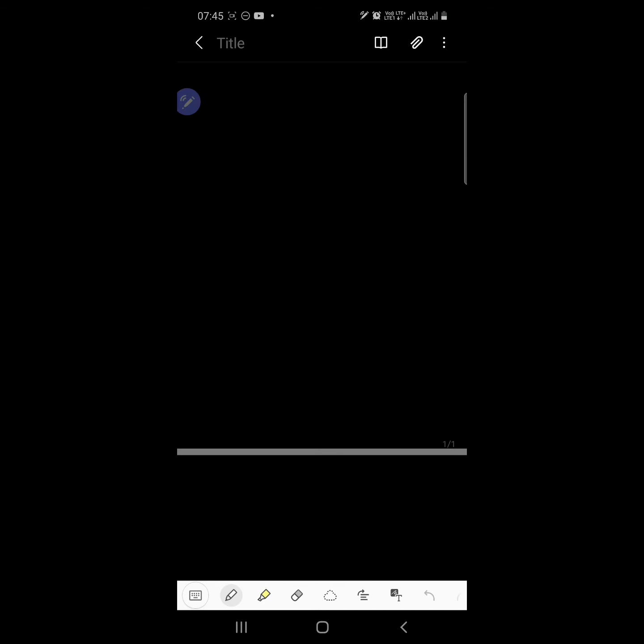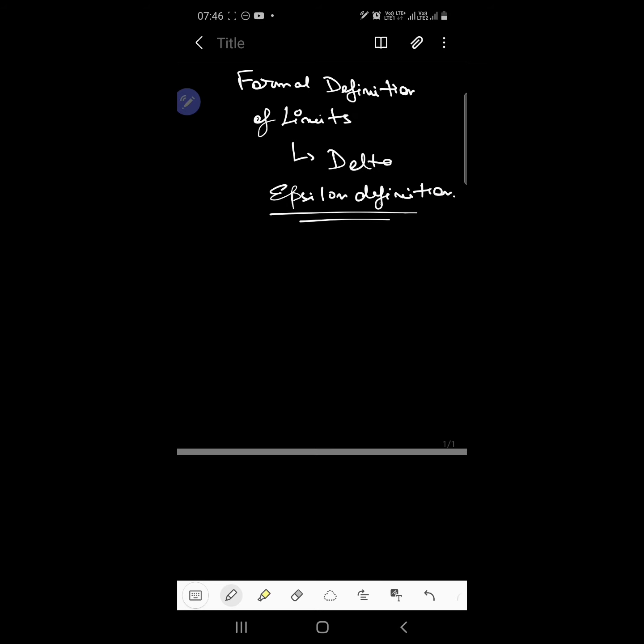In this particular lecture, we are going to talk about the formal definition of limits, also known as the delta epsilon definition. This is called the formal definition of limits, and this is the basic structure on which limit is based.